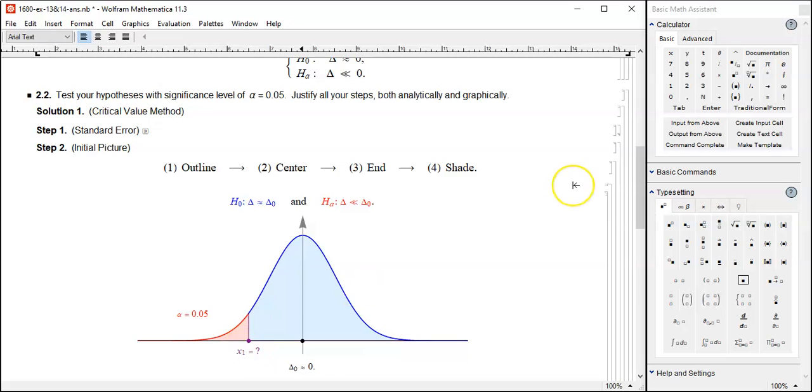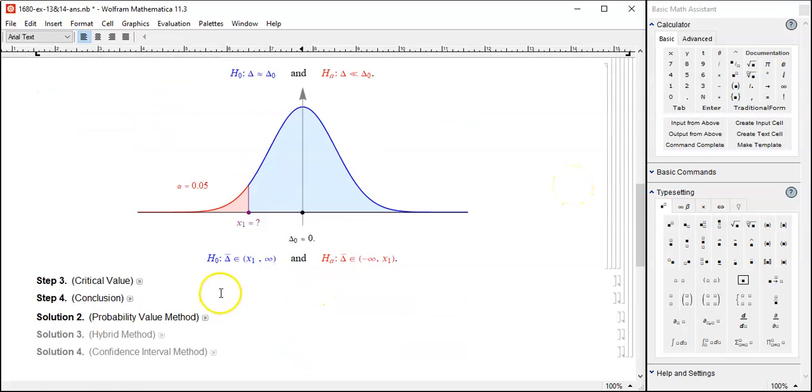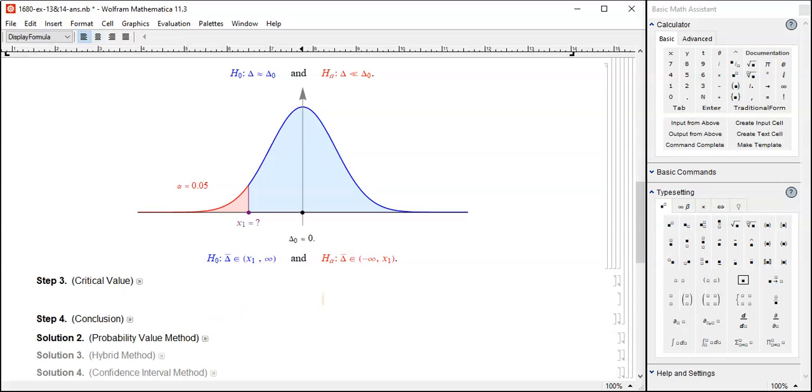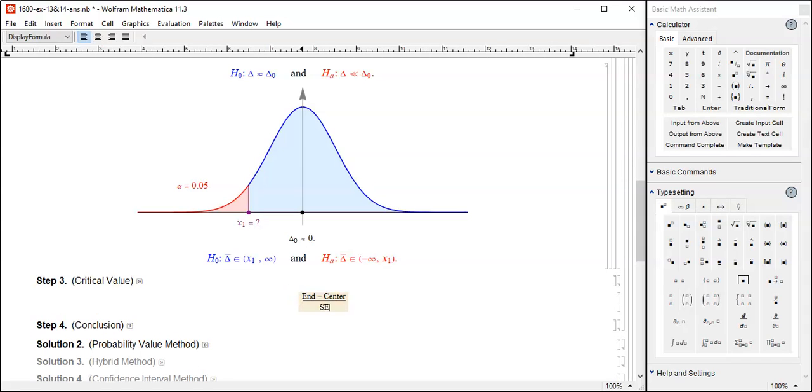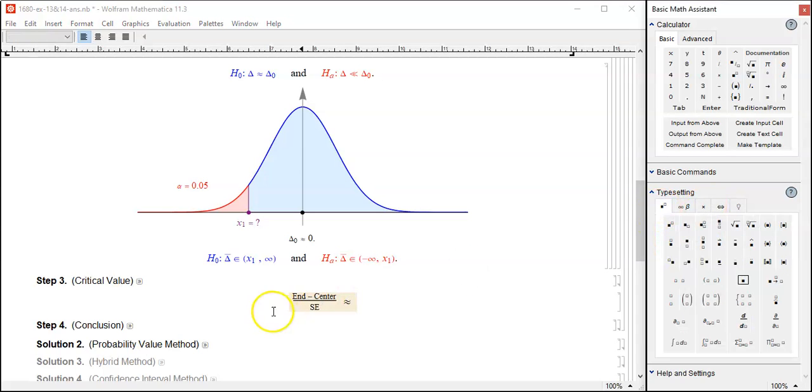Okay, let's find x1. All right, let's find x1. How do you do that? End minus center over SE has to be approximately equal to the z-score associated to this shading of 5%.